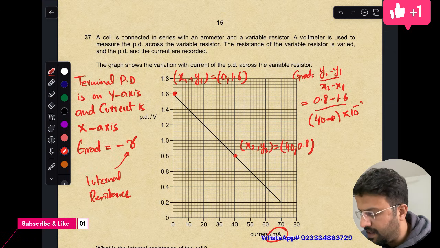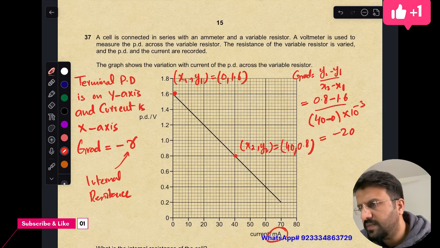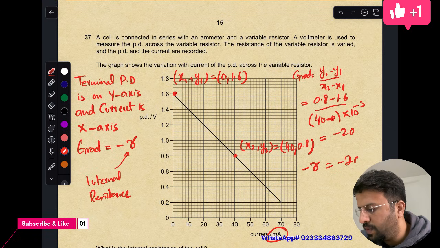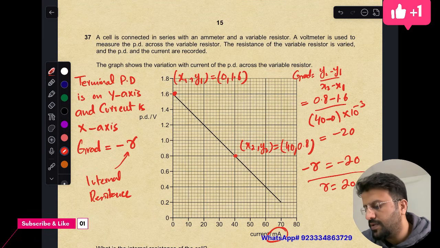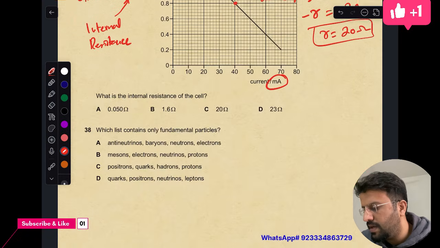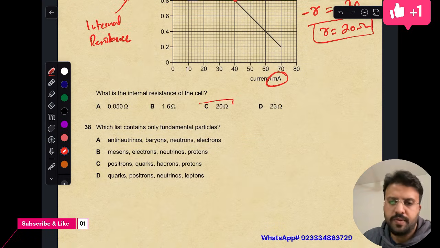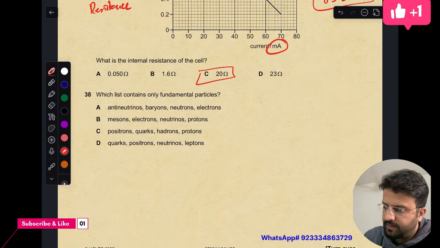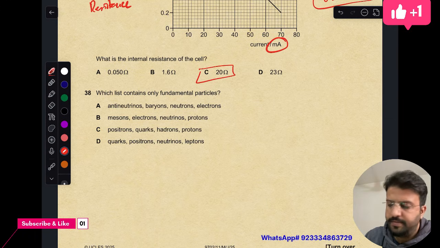If you see, there is a milliampere, so that is 10 to the power minus 3. This will give you minus 20. Now you have to equate gradient equals minus R. So minus 20 equals minus R, so R equals 20 ohms. So option C is correct.